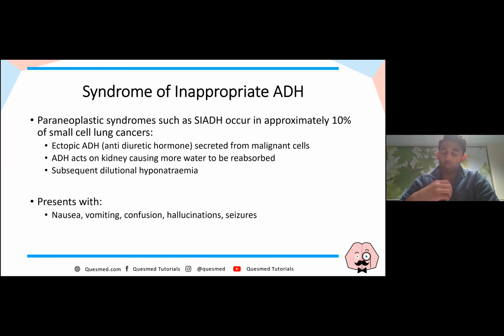So what you will see in these patients is ectopic ADH secretion. ADH acts on the collecting duct cells and upregulates the expression of aquaporin channels within the collecting duct. So you will be more likely to have water flow from the urine within the collecting duct back into the medulla of the nephron. So you preferentially retain water instead of sodium. So you get a dilutional hyponatremia. And like all causes of hyponatremia, it presents with nausea, vomiting, confusion, hallucinations, seizures, and in serious cases, coma.